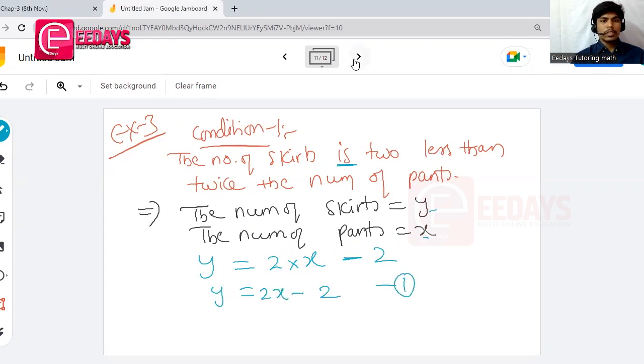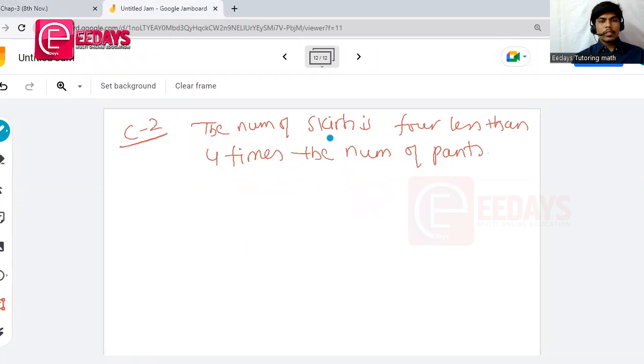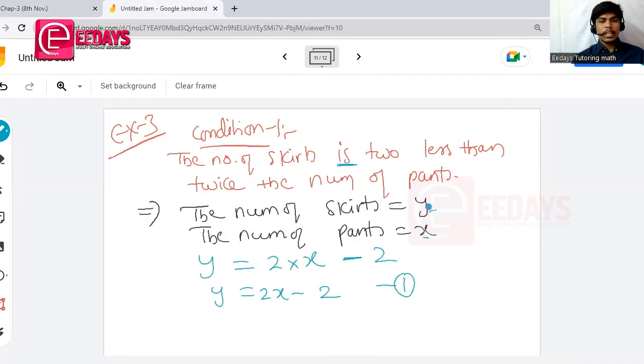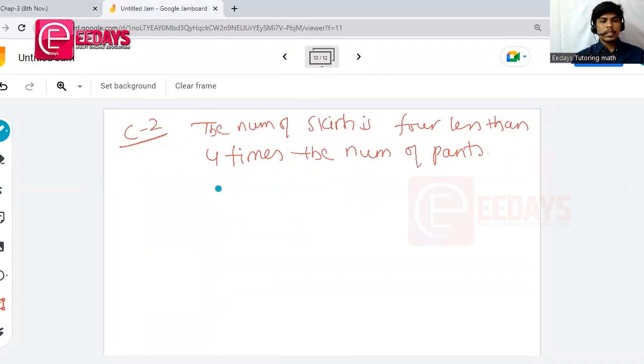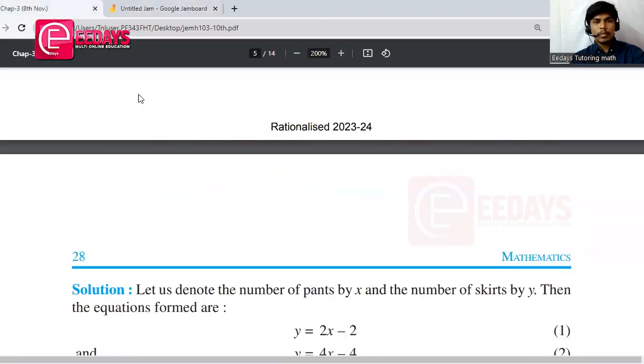I hope everyone understood. The same thing here. We don't know the number of skirts. We already took number of skirts as y and number of pants as x. Now y is equal to, ignore the 4 less than, we just do 4 times the number of pants. 4 times is nothing but we should multiply with x. Number of pants is x, and 4 less than, we should subtract 4. So y is equal to 4x minus 4, I got. I hope everyone understood how to frame the equation.